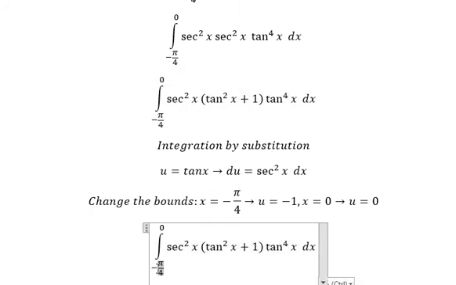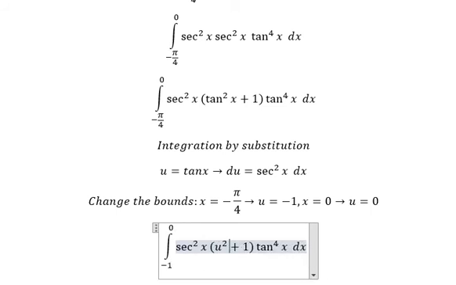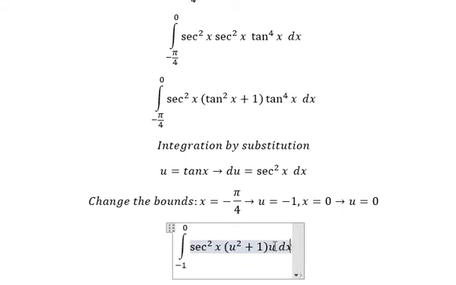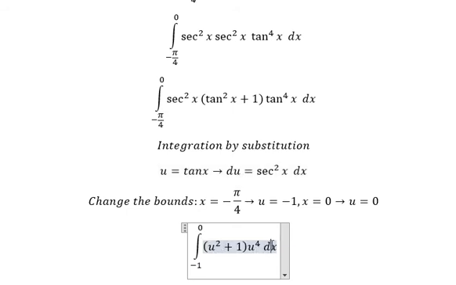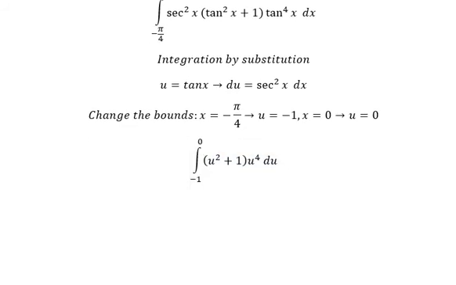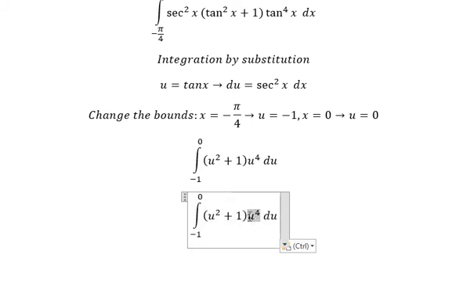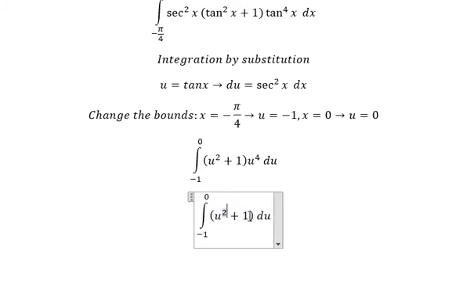This one we change to negative number 1. This one we change by u, and you got u squared. Similar for this one. Secant of s squared ds, we change by du. U to the power of 4 multiplied by u squared and number 1. We got u to the power of 6 and u to the power of 4.